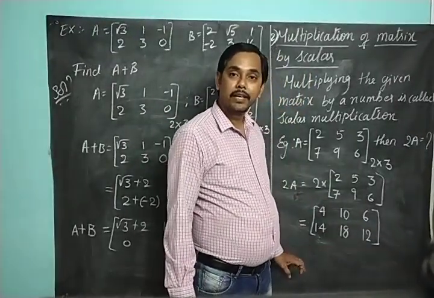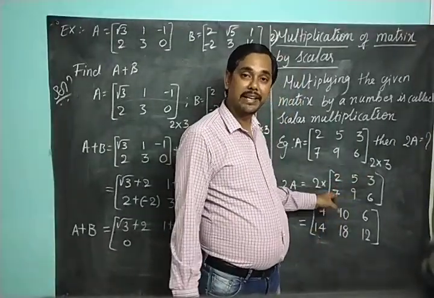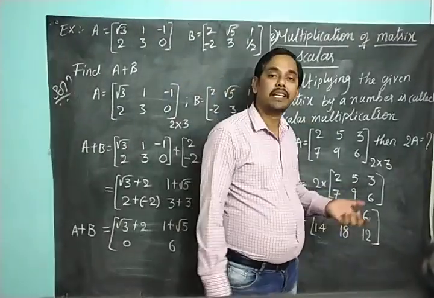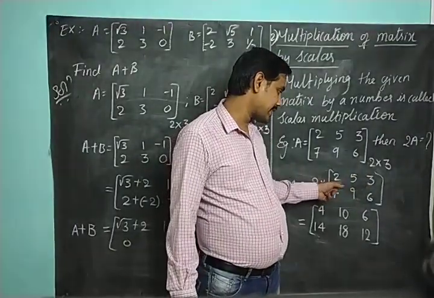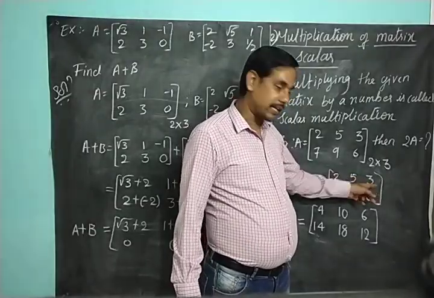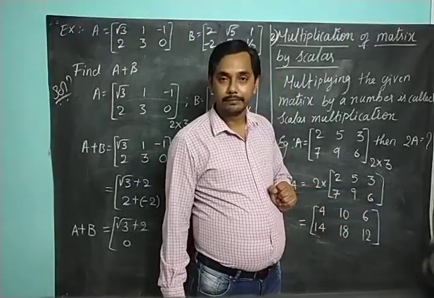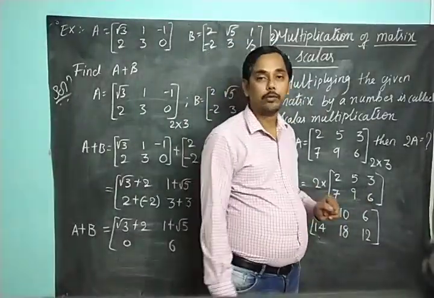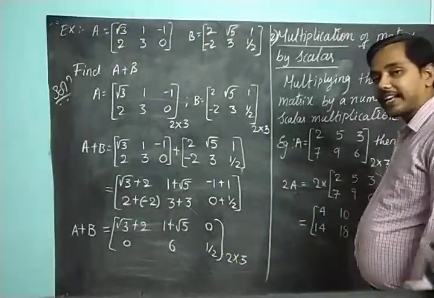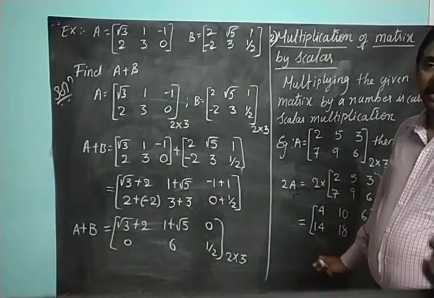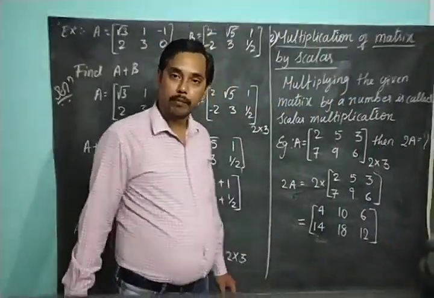These are all the entries which we got after multiplying each and every element inside the matrix by 2. If the scalar was 3, then each and every number here gets multiplied by 3. Then this becomes 6, this becomes 15, here 9, here 21, here 27, and lastly we get 18. This is how we get the values. In general, if k is the scalar, then k times the given matrix is nothing but multiplying k to each and every element inside the matrix. This is called scalar multiplication.